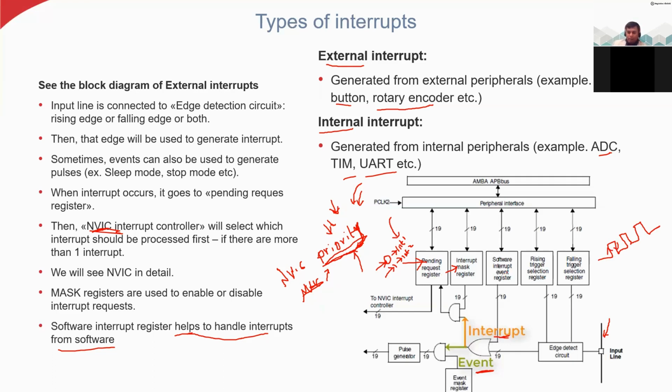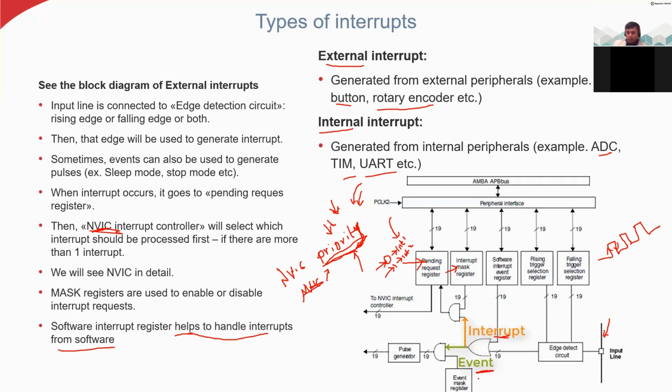And here you have the software interrupt register. Whenever you have software interrupts, they will be stored temporarily here, and then the CPU will come and take them. Similarly, you can set up some don't-care conditions for interrupts, and you can have multiple interrupts, and the NVIC will set the priority for these interrupts.